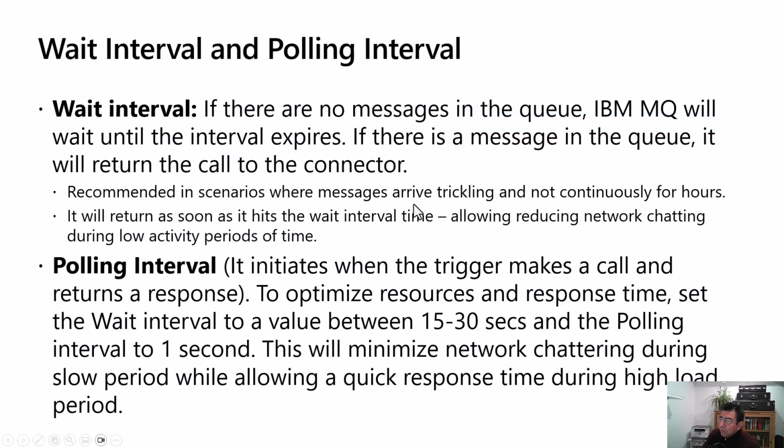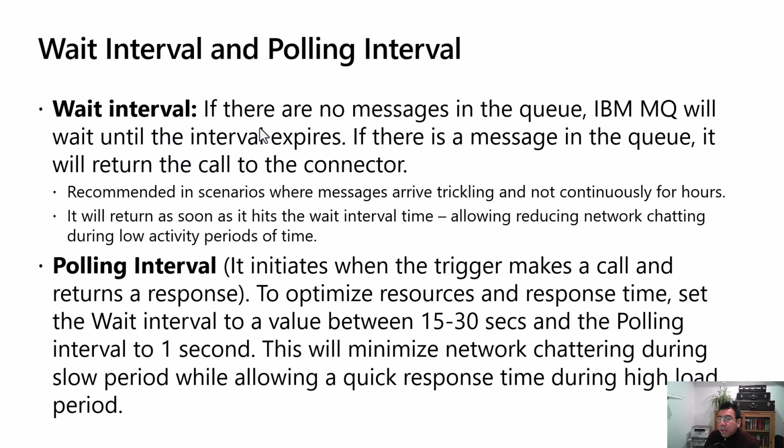Now there is a winning formula between the wait interval and the polling interval. The wait interval: if there are no messages in the queue, IBM MQ will wait until the interval expires. If there is a message in the queue, it will return the call to the connector. We recommend this in scenarios where messages arrive trickling and not continuously for hours. It will return as soon as it hits the wait interval time, allowing reduced network chatting during low activity periods of time.